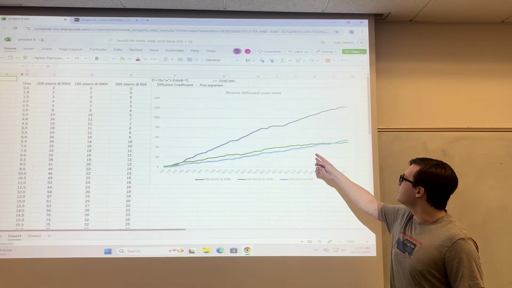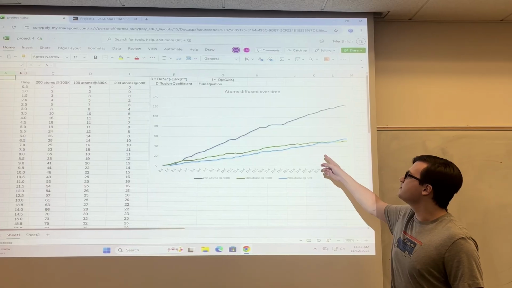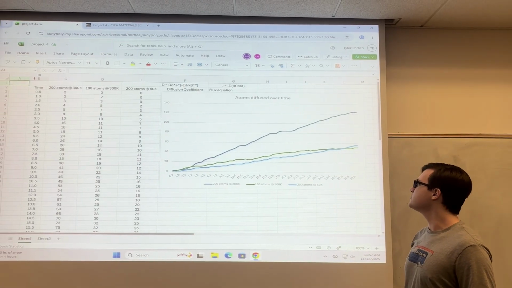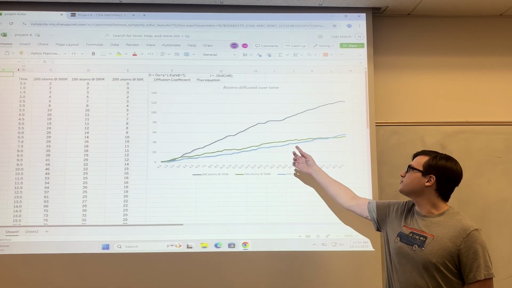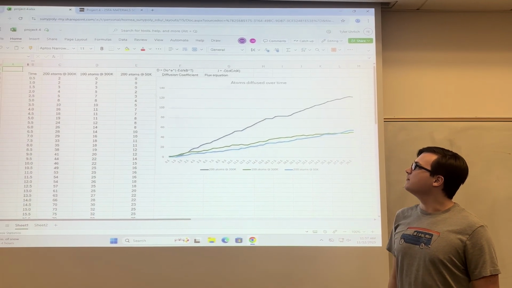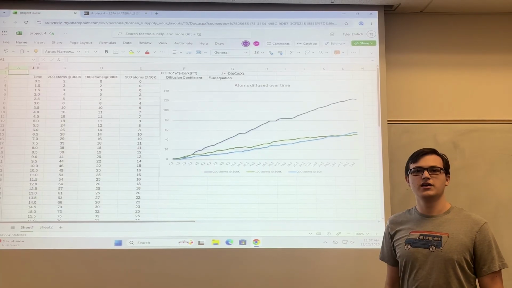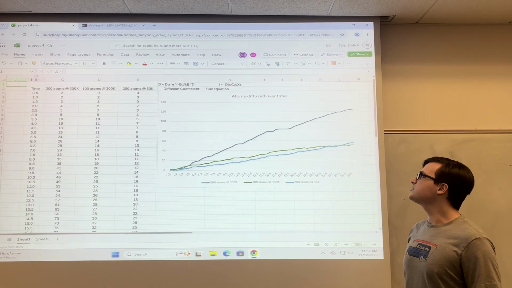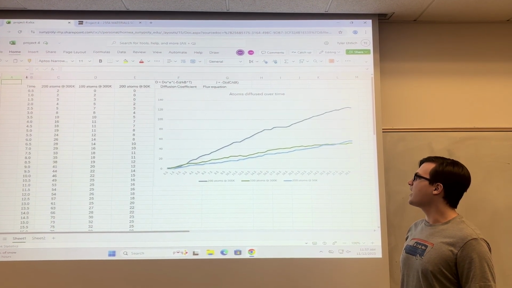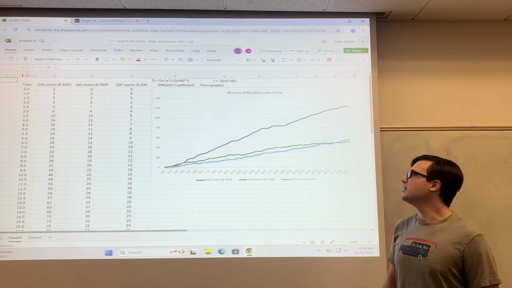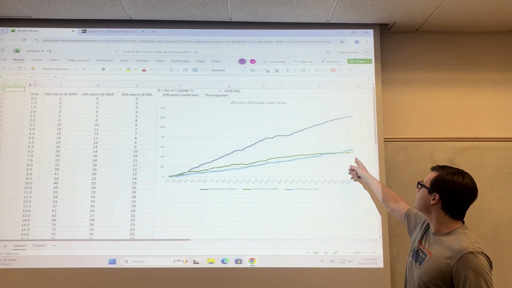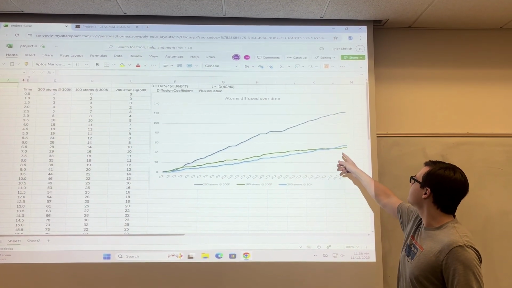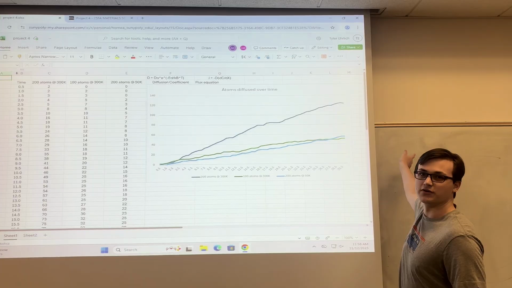The second line on here, the green one, is the second simulation we ran, which is 100 atoms at 300 Kelvin. At this temperature, equal to the first one, it still had a very high diffusion coefficient. However, for the flux equation, because its concentration was half that of the first simulation, it still diffused at a significantly lower rate. And at the end, it reached equilibrium and would have continued to stay at that line roughly forever.